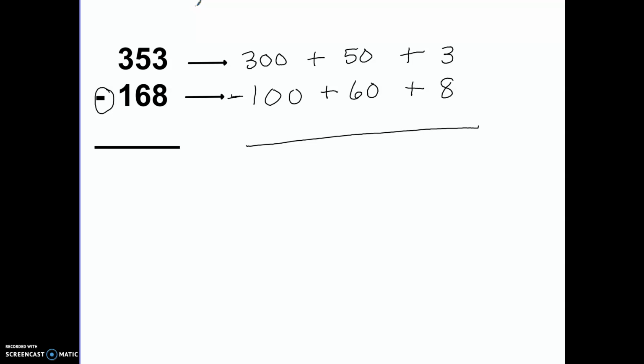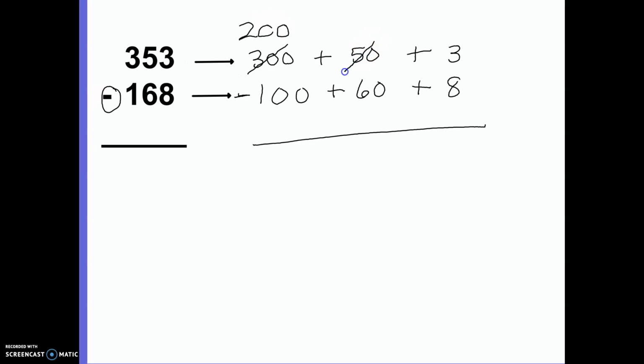So what that means is I am going to cross off that 300 and make it 200 to start with. So that means I now have 150 tens because I took 100 away from the 300. Okay, but now I don't have enough ones to subtract. I can't do 3 minus 8. So how can I get more ones so I can subtract the 3?